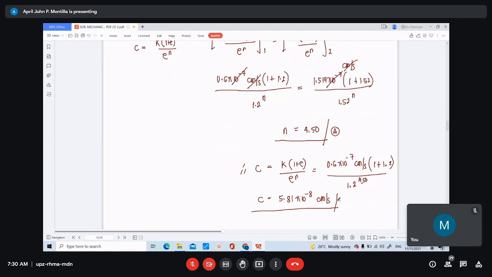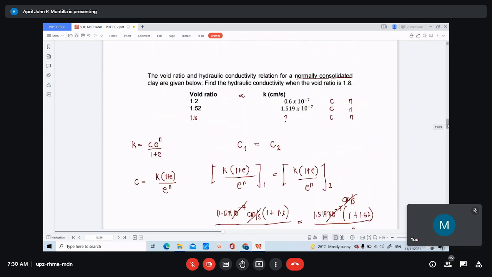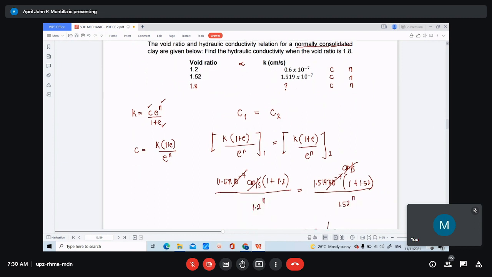Same lang po, sir. Okay, store natin yung value as B. Now, ang pinapa-compute hydraulic conductivity at a void ratio of 1.8. Meron ka ng constant C, constant N. Meron tayong void ratio, you can now compute hydraulic conductivity. Substitution na lang yung mangyayari doon.